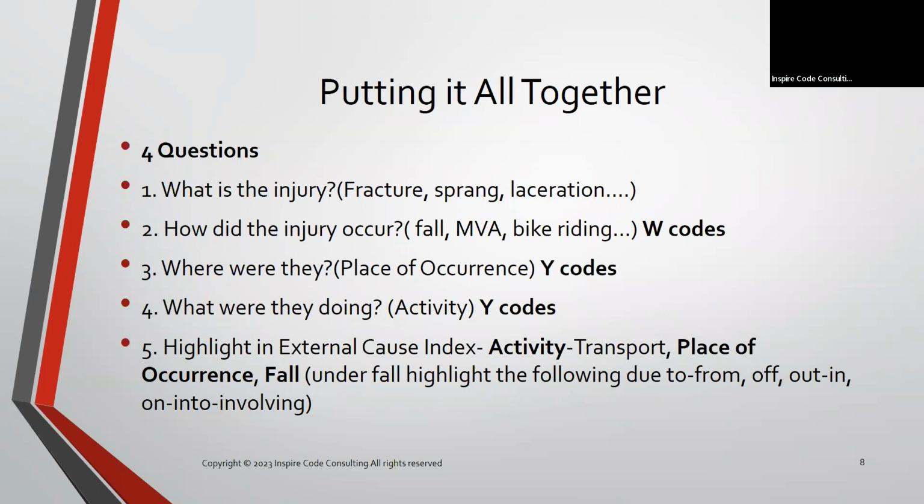So your next question would be, how did the injury occur? Did they fall? Did they have a motor vehicle accident? Or did they go bike riding? Did they go skiing? These are your W codes, and these are just some examples of how different injuries can occur. Then once you tell how the injury occurred, now you want to tell where they were. This will be your place of occurrence codes, which will more than likely be your Y codes.